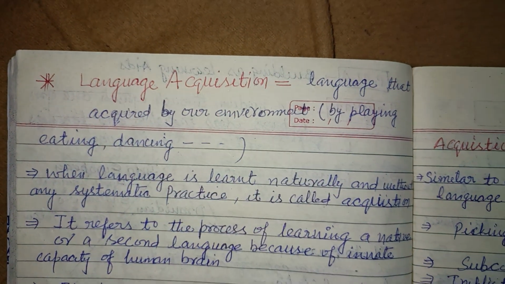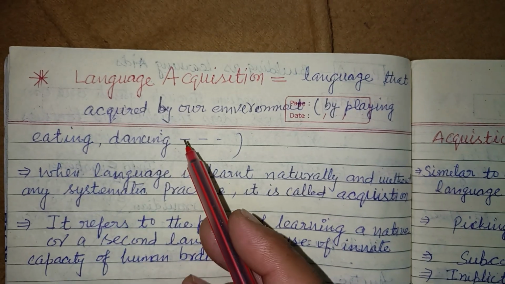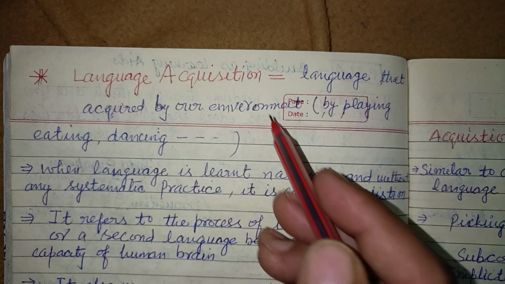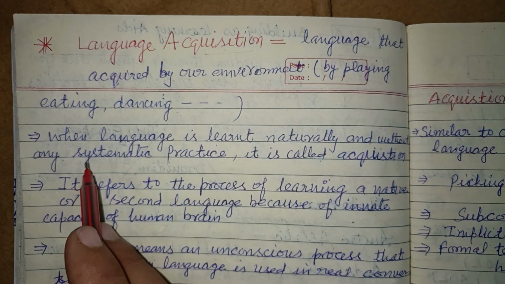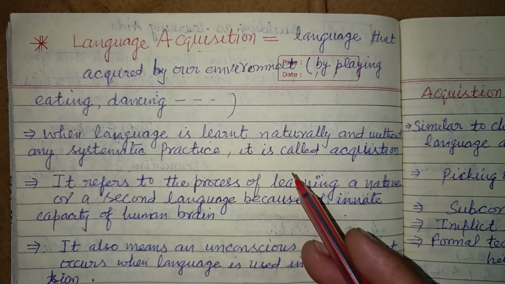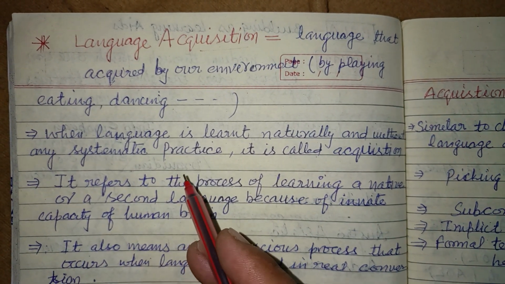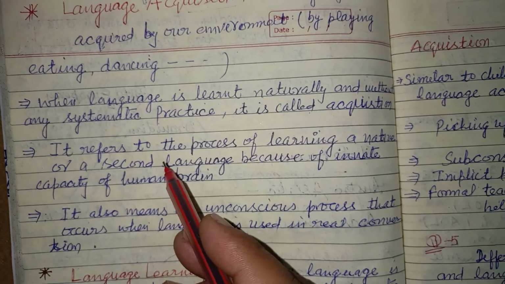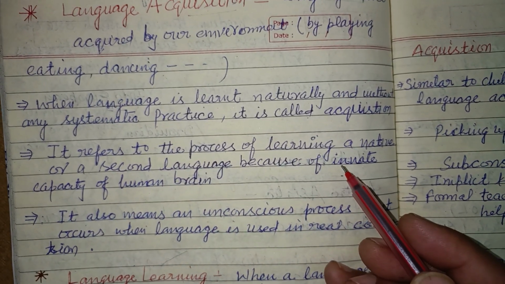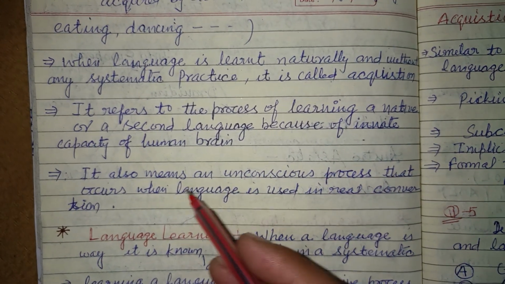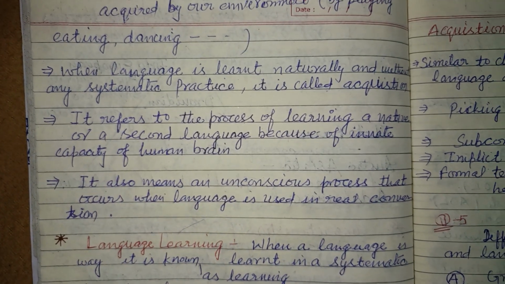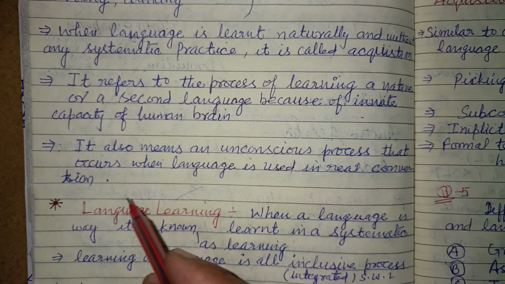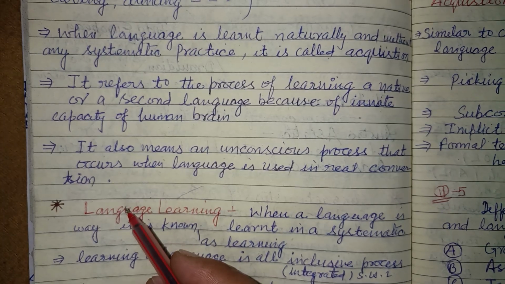Language acquisition: language that is acquired from our environment by playing, eating, dancing is called language acquisition. When language is learnt naturally and without any systematic practice, it is called language acquisition. It refers to the process of learning a native or a second language because of the innate capacity of the human brain. It also means an unconscious process that occurs when language is used in real conversation.